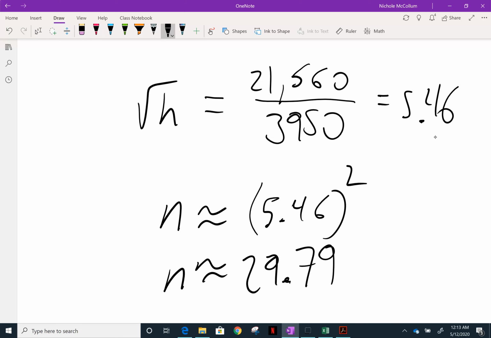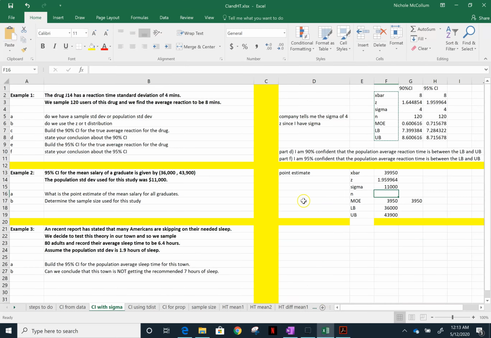Now, yes, how do you have 29.79 patients? You don't. You would typically round up to ensure you have the confidence that you're looking for. So in this case, my answer would be 30 patients, 30 customers, 30 cows. I don't know, depends on what we're studying. All right, and so I have to go back to my question. But the answer for part B, determine the sample size, I need 30 people in my sample size. I need 30 graduates. So this would be for part B. The point estimate would be, part A would be x-bar.